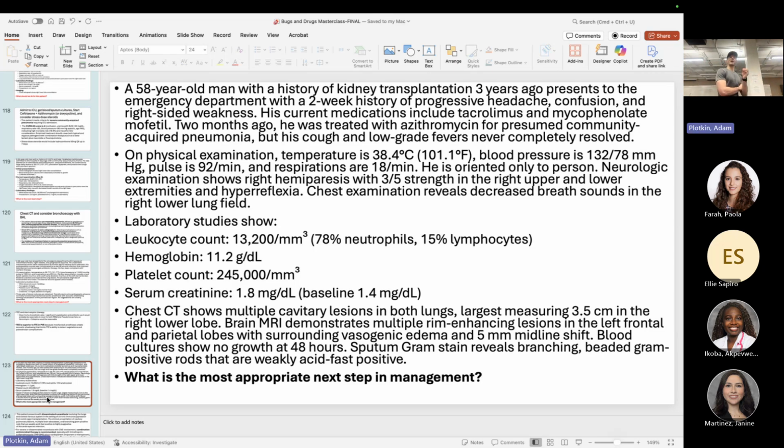Actinomyces, which is a gram-positive filamentous branching rod that is not acid-fast, okay? So you're like, oh no, right? Maybe you don't remember that acid-fast. I don't care, right? If I take a step back and ask, what do these bugs do? Nocardia likes the lungs and the brain. Where's Actinomyces going to cause problems?